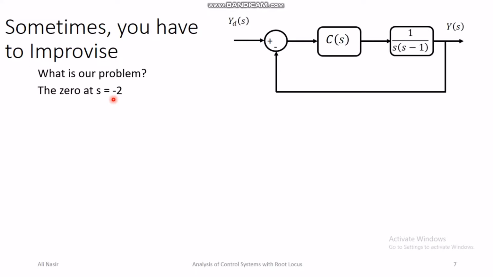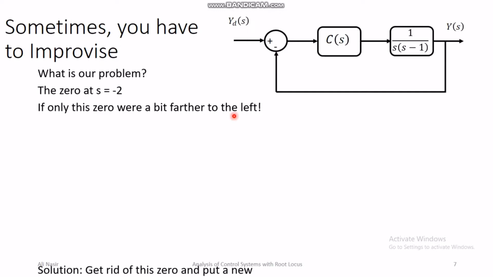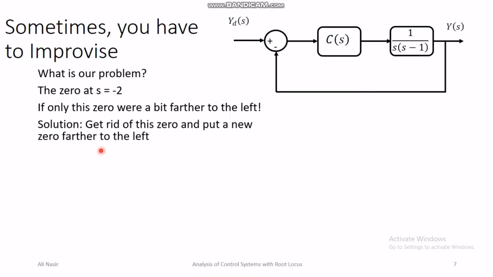So if only this zero were a little bit farther to the left, but we cannot change the system. The system is the plant. It's something that is given to us. It's something that we are trying to control. It's not something that we can change. So what can we do?